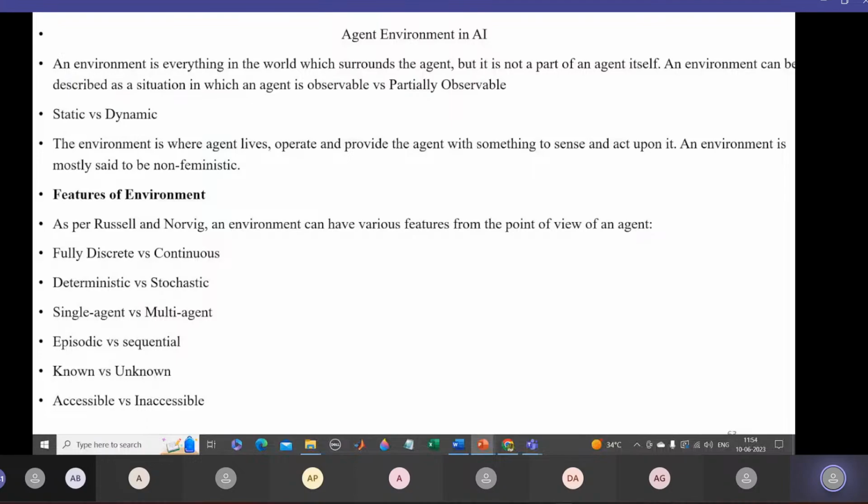So what are the features of an environment? As per Russell and Norvig, an environment can have various features from the point of view of the agent: fully observable or partially observable, discrete or continuous, deterministic or stochastic, single agent or multi-agent, episodic or sequential, known versus unknown, and accessible versus inaccessible. So these are the features of the environment.